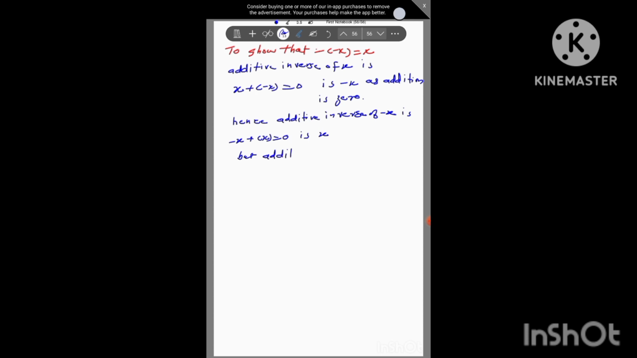Okay, and by the definition of additive inverse, we have a number which is having a negative sign. So the negative sign to minus x, we write it like this. The additive inverse of minus x is x. That means we have proved that minus of minus x is equal to x.